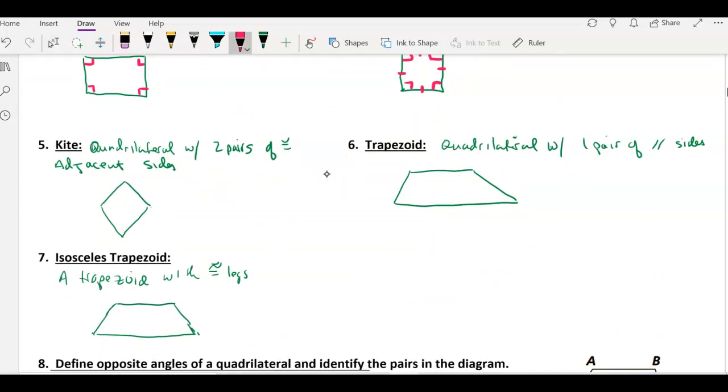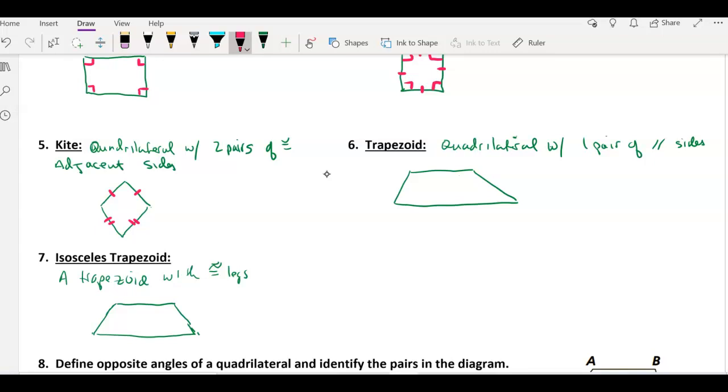A kite is a quadrilateral with two pairs of congruent adjacent sides. So when I look at it, I'm going to say these sides are congruent and these sides are congruent. This makes a kite because these adjacent sides are congruent and these adjacent sides are congruent.